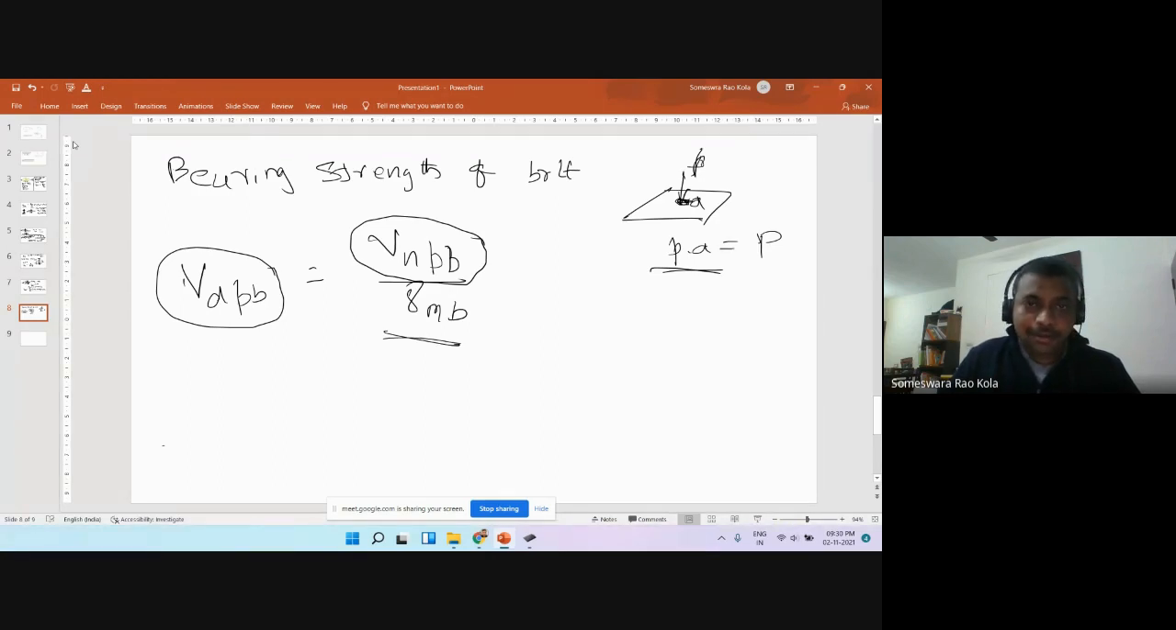Now, typically, when you say Vnpb, the nominal bearing strength, we take the area on which the bearing pressure is acting, and then multiply with the bearing strength, the bearing stress that it can withstand. Okay, so the stress is typically 2.5 times Fu. Obviously it is more than the ultimate tensile strength of the plate.